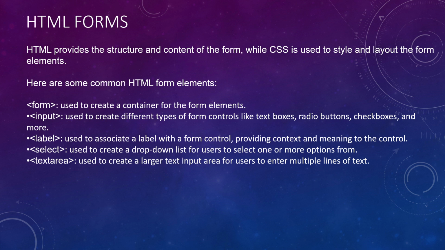Label is used to associate a label with a form control, providing context and meaning to the control. Select is used to create a drop-down list for users to select one or more options from. Text area is used to create a larger text input area for users to enter multiple lines of text.